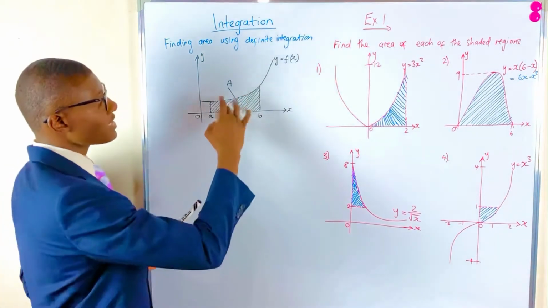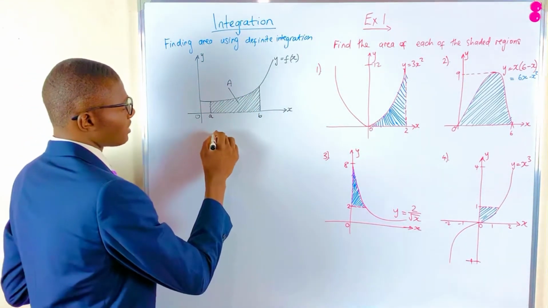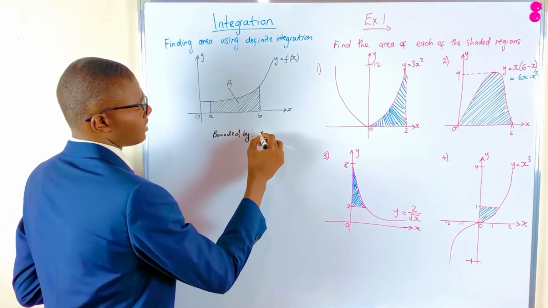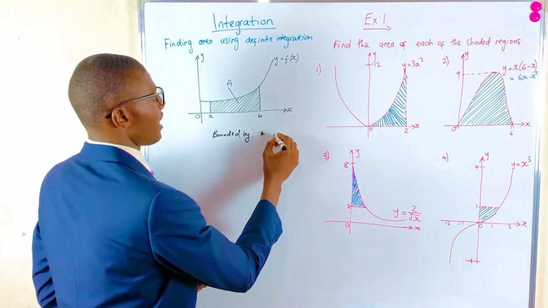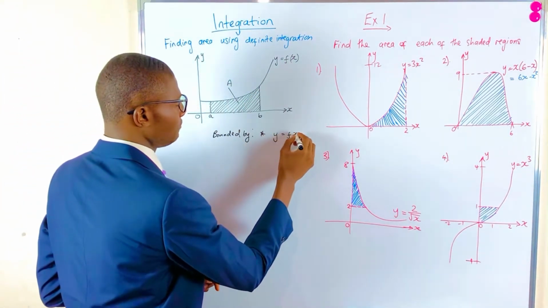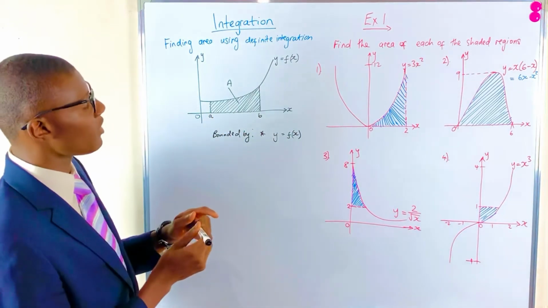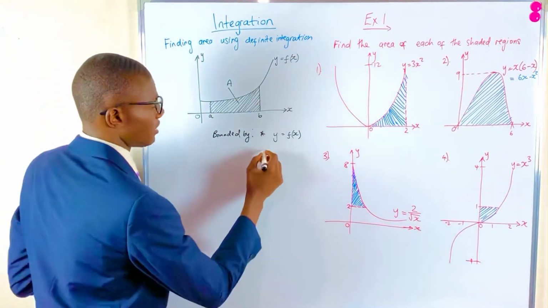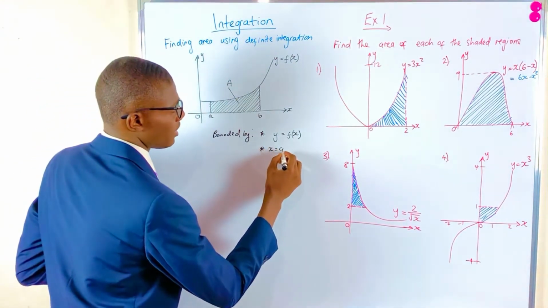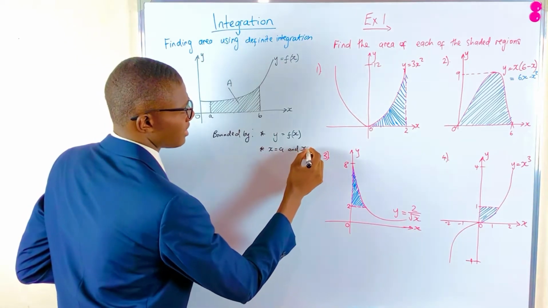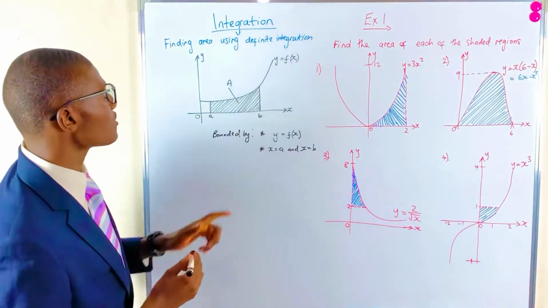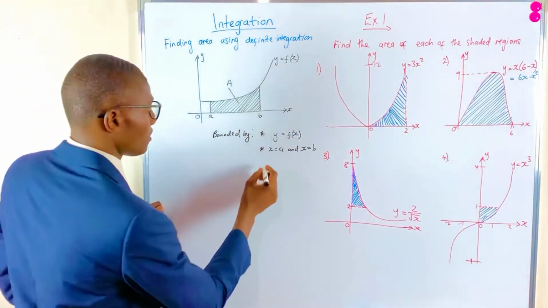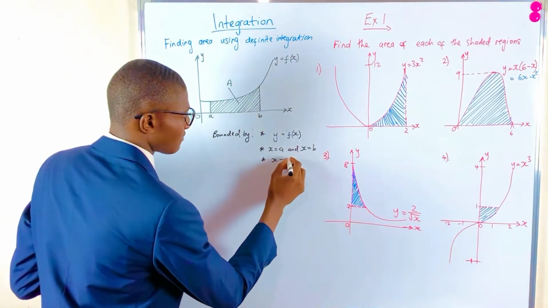So we're saying that this shaded region, or the area A, is bounded by the curve y is equal to f of x. As well, it is bounded by the lines x is equal to a and x is equal to b. Then as well, it is bounded by this, which is the x-axis. So it is also bounded by the x-axis.